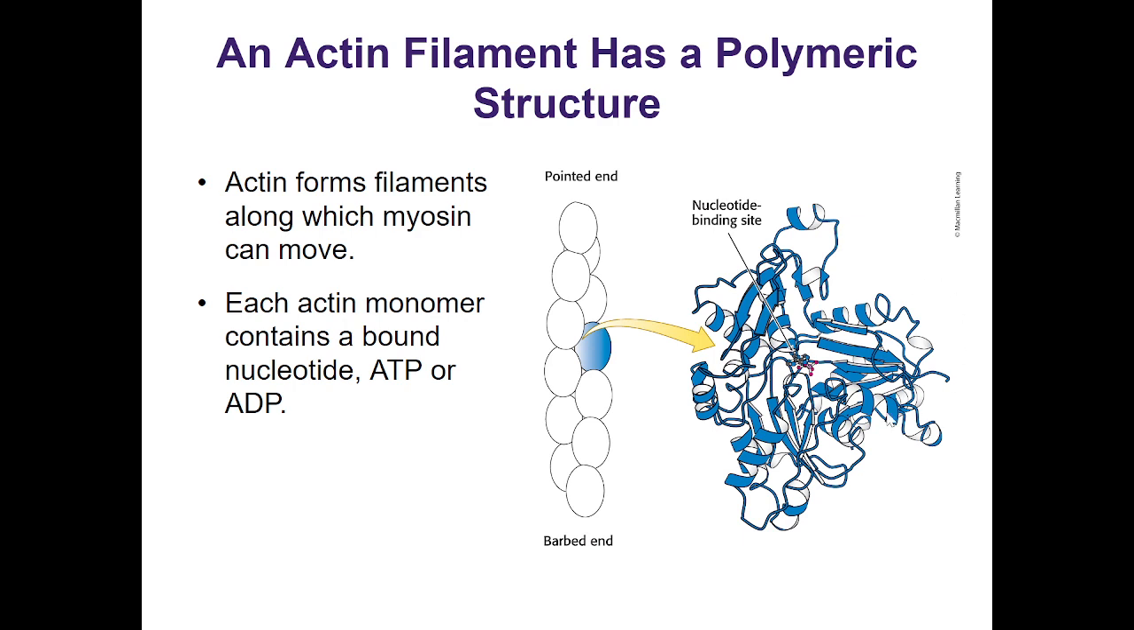Each actin monomer is going to contain a bound nucleotide, ATP or ADP. Right here we actually see the pointed end. This here is the barbed end. This one is the nucleotide binding site right here. And notice again, this is that twisted dimer structure. Everybody see that okay? That helical structure?